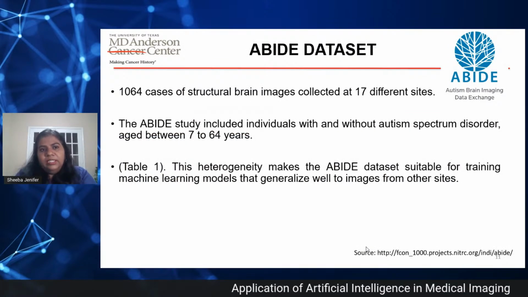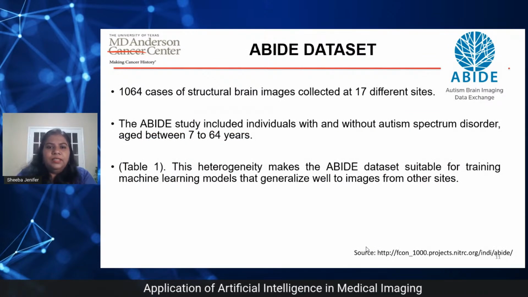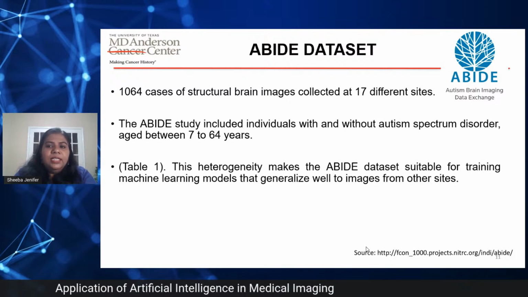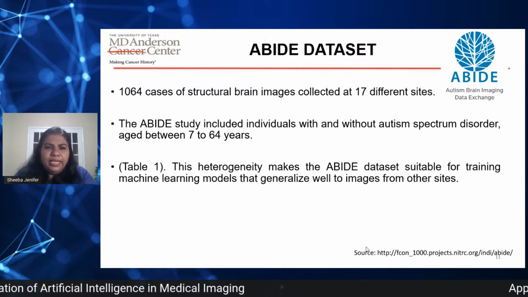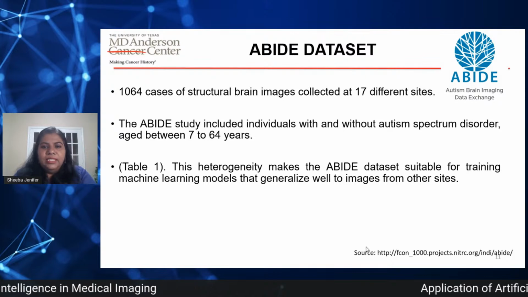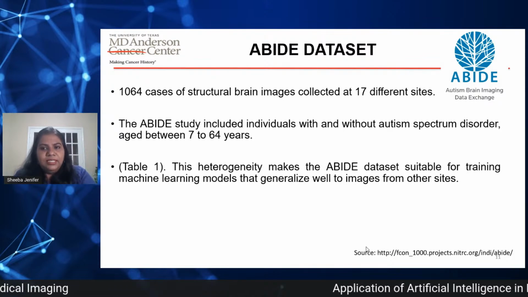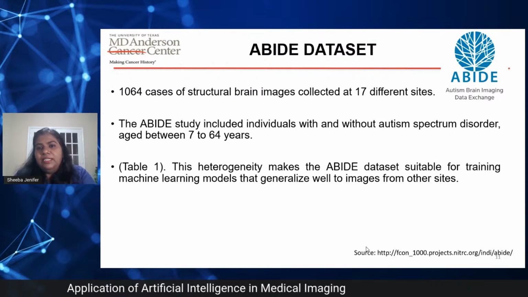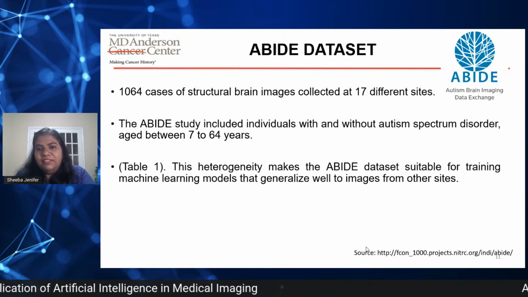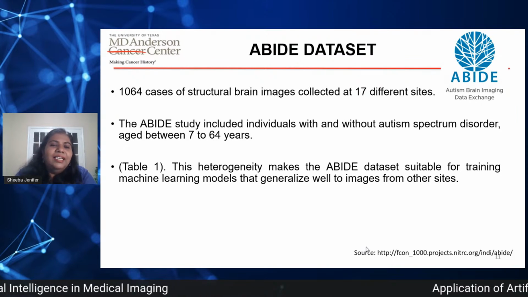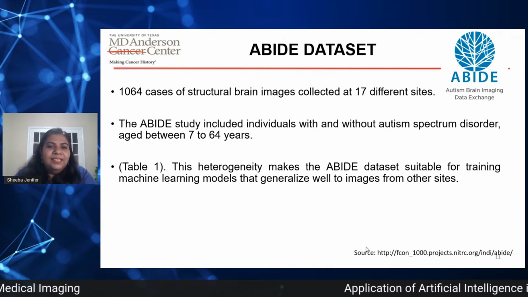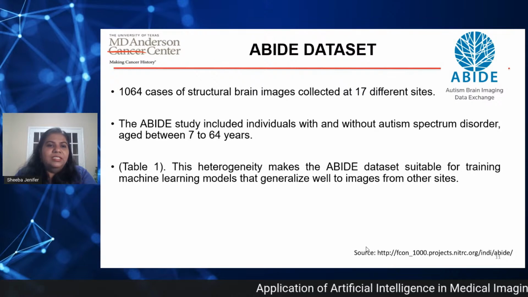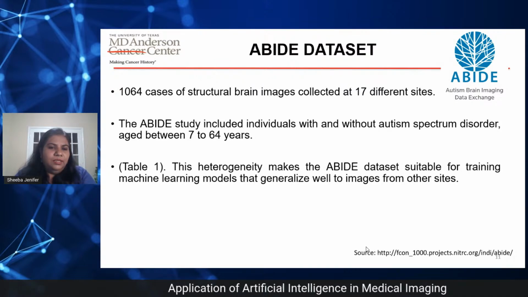For this project, we chose a data set called ABIDE. The ABIDE dataset has about 1,000 cases of brain MRI images collected from 17 different sites, which means it is collected from 17 different hospitals, with 17 different types of scanners and 17 different types of imaging settings. So it's a very, very diverse kind of cohort.